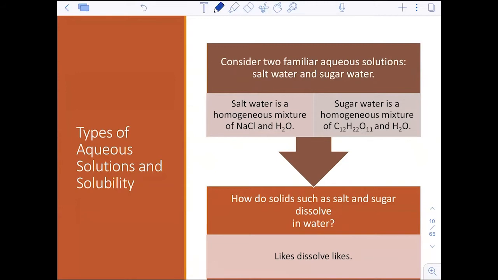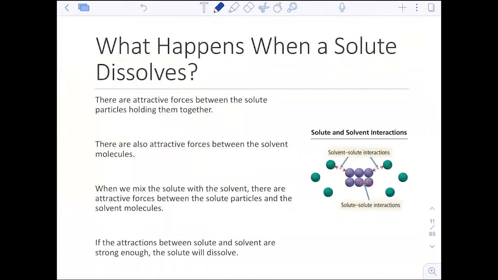So how do solids such as salt and sugar dissolve in water? It's the primary idea that like dissolves like. When we're looking at something being able to dissolve in water, there has to be some sort of solute-solvent interaction. Yes, we know the solvent interacts with itself and the solute interacts with itself, but there has to be an attractive force between the solvent molecules and the solute particles. So we do know that there are attractive forces holding the solute together, there are attractive forces holding the solvent together, but when we mix, the solute and the solvent must be interacting in a favorable, attractive way.